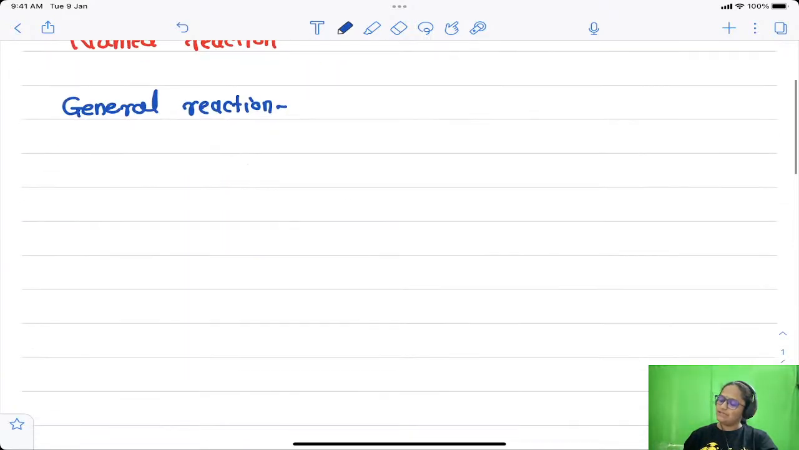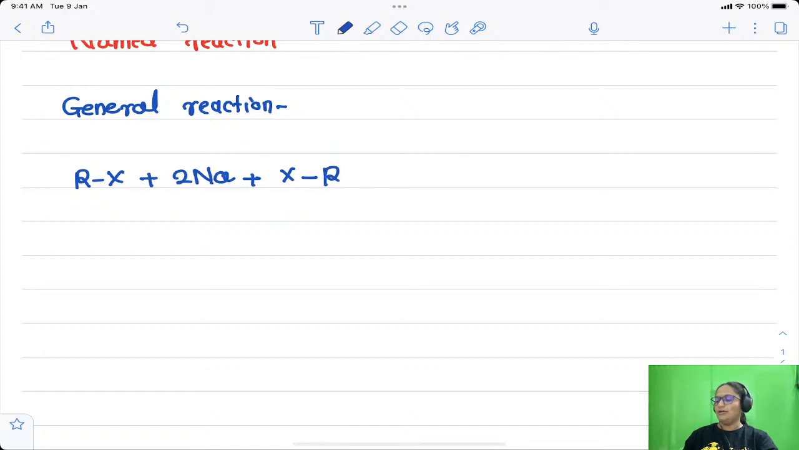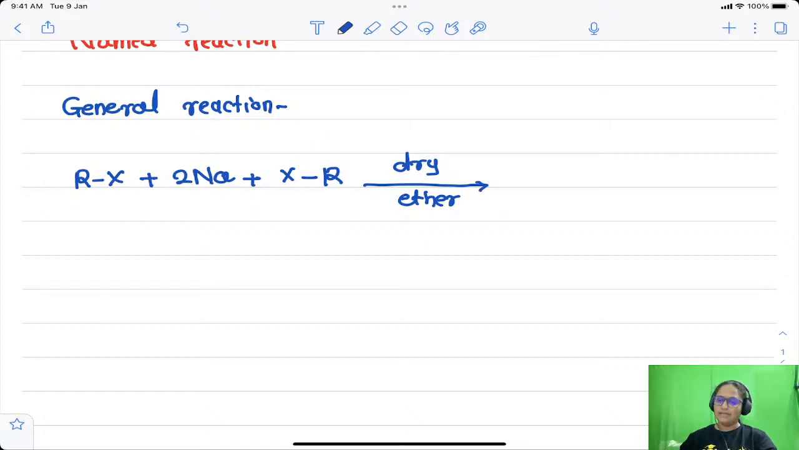In this Wurtz reaction, we are going to treat the alkyl halides. Usually alkyl bromide is taken, RX I will take. It is treated with sodium metal. Two molecules of alkyl halides are taken, so I will write one molecule here and another molecule here. This reaction is carried out in the dry atmosphere. I'll explain why later when we discuss its mechanism. So dry ether is taken.